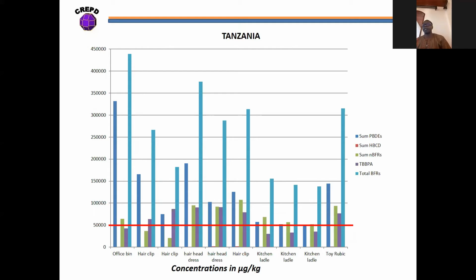This slide presents data from Tanzania, and the remark is the same. What is interesting here to note is that under the current regulation, the EU is proposing a limit of 500 ppm for recycled plastic, that is plastic recycling from e-waste and end-of-life vehicles. And the African region is proposing 50 ppm.